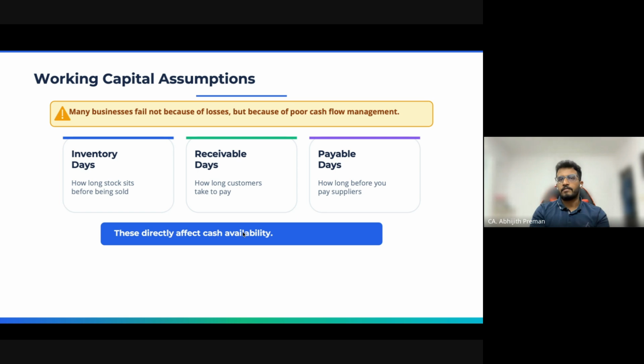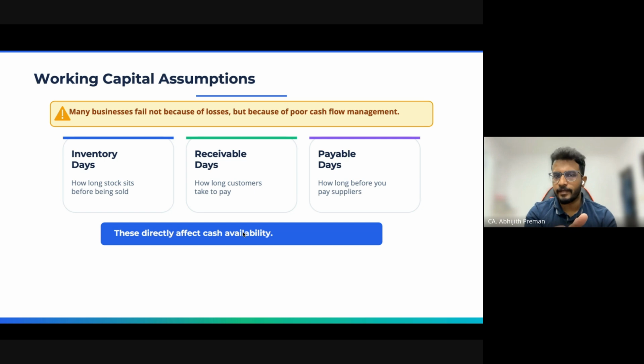Okay. So then we have the working capital assumption. Like I've told earlier, this working capital assumption is the direct explanation I have to give you on the difference between the profit and loss statement and cash flow statement. Many businesses fail not because of losses, but because of poor cash flow management. Okay. So this is another thing which we need to factor into our financial model.